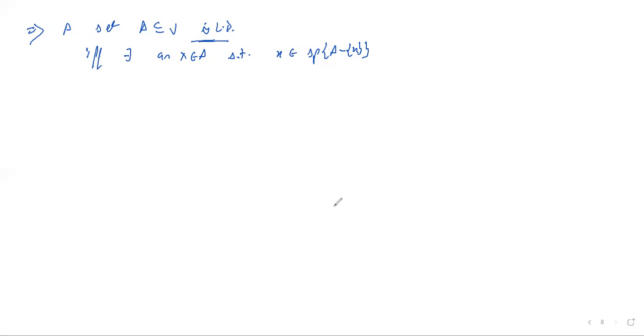Now let's see another one. This is the other result which is important. Let's say A is linearly independent. A is a set of vectors which is linearly independent, and there is a y which does not belong to A. Then A union y is linearly dependent. How? The question is how.